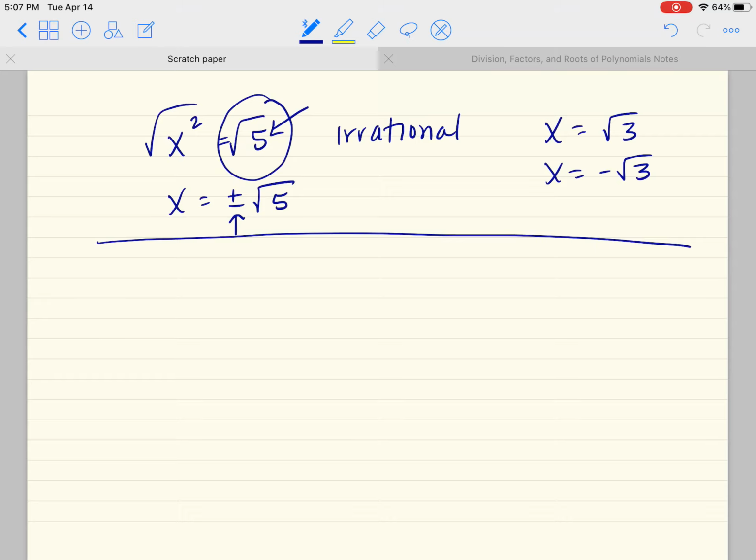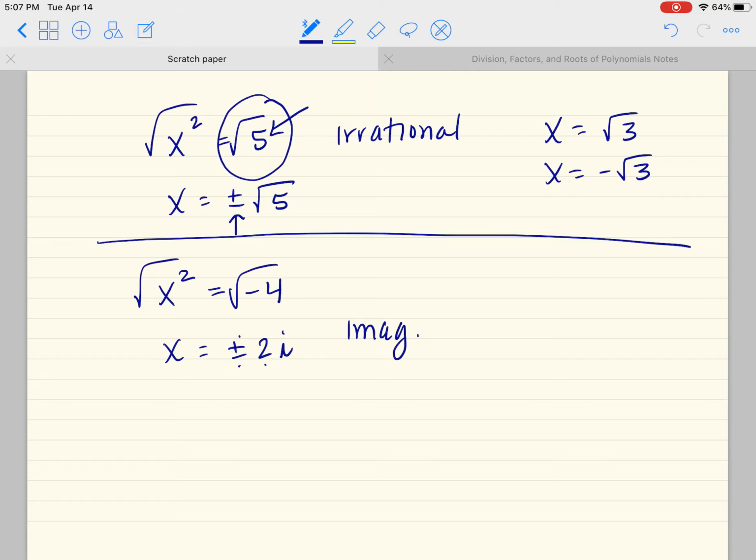Okay, now that's true not just for irrational, it's also true for imaginary. So if this was, let's say, x squared equal to a negative 4, when I go to square root this, again, x is going to be equal to, it has to be a plus or minus, and then a 2i. So imaginary solutions, the same thing happens, right?